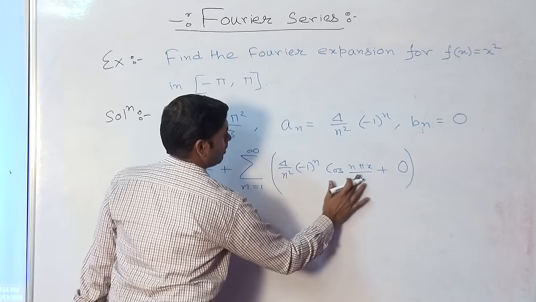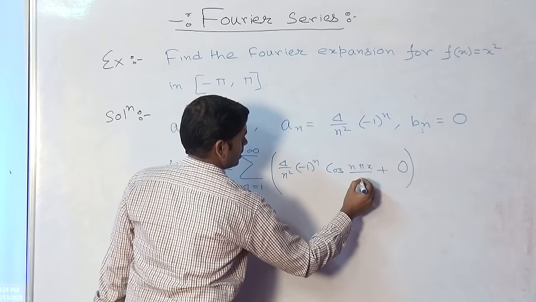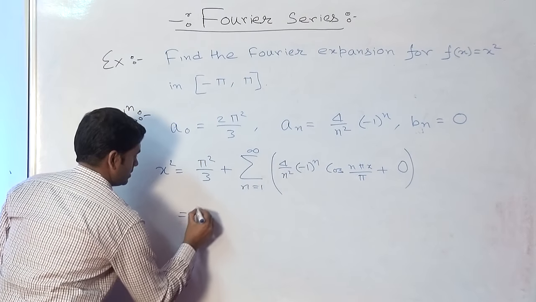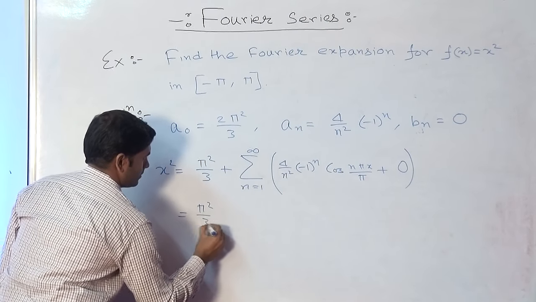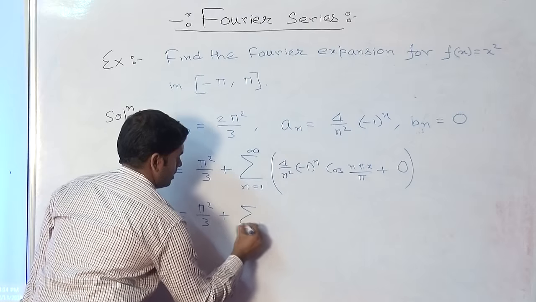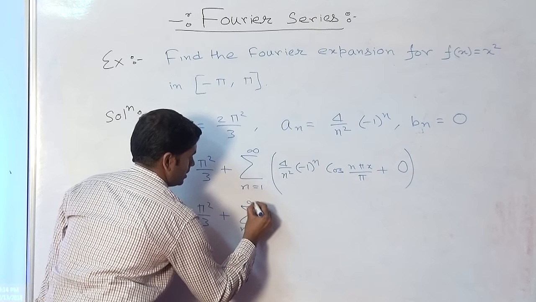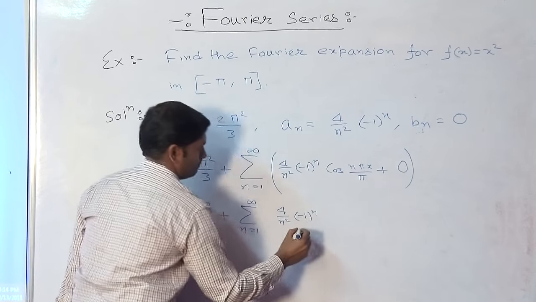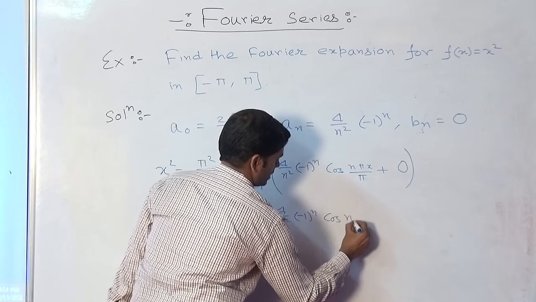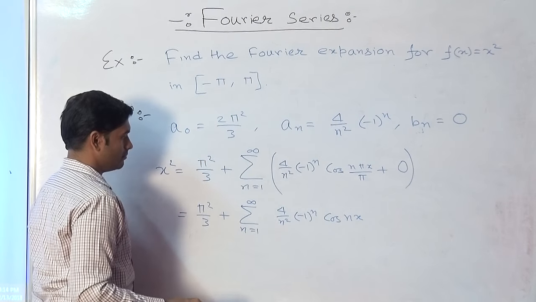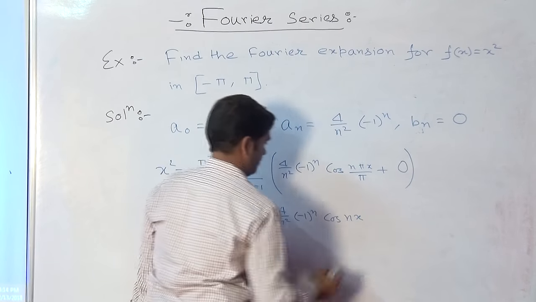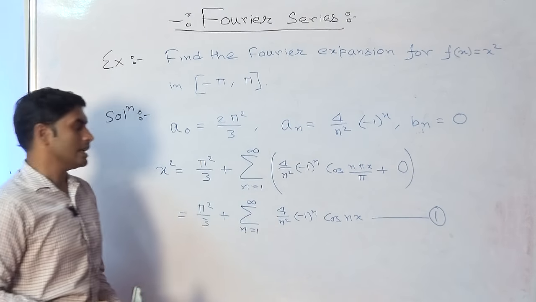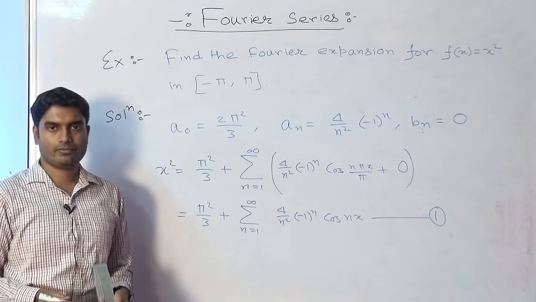So L is our pi. Therefore x square is pi square by 3 plus sum over n equal to 1 to infinity of 4 by n square minus 1 to the power n cos of nx. So we write this as equation number 1. Okay, that's it.